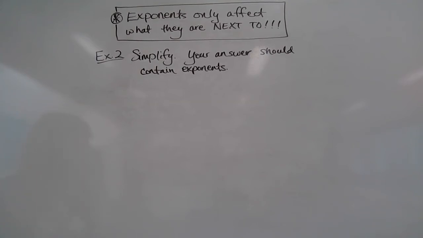We are not evaluating. For part A, we have 3 to the 4th power being multiplied with 3 to the 3rd power. They have the same base. Let's see what happens when we write this out the long way.